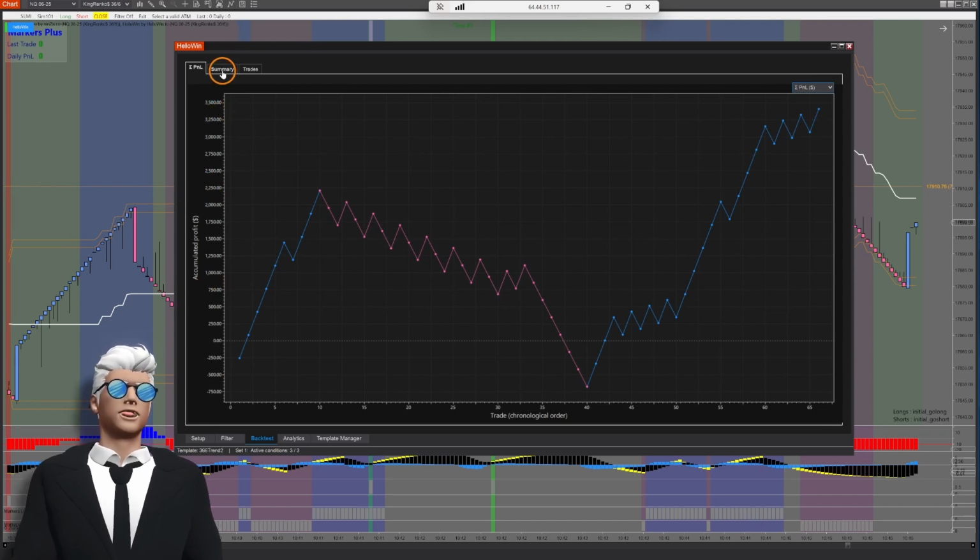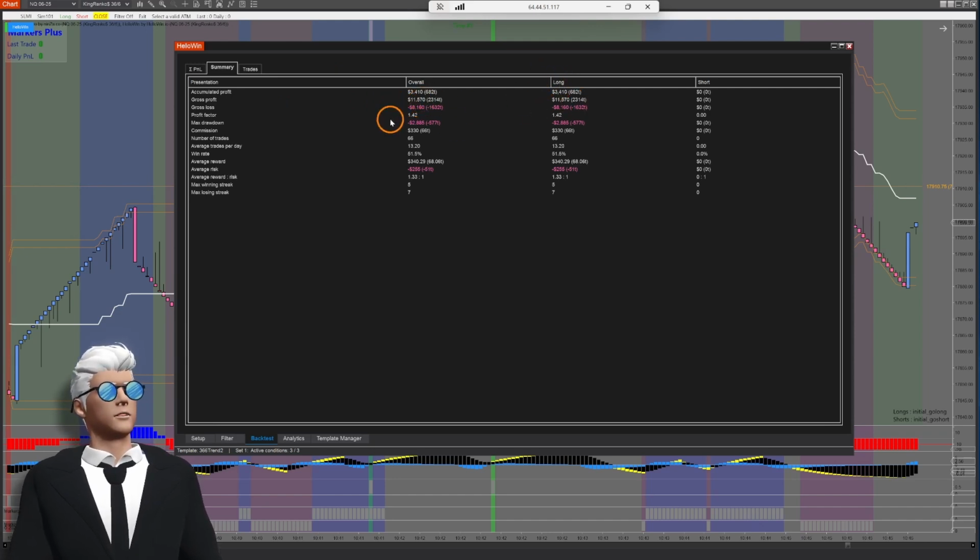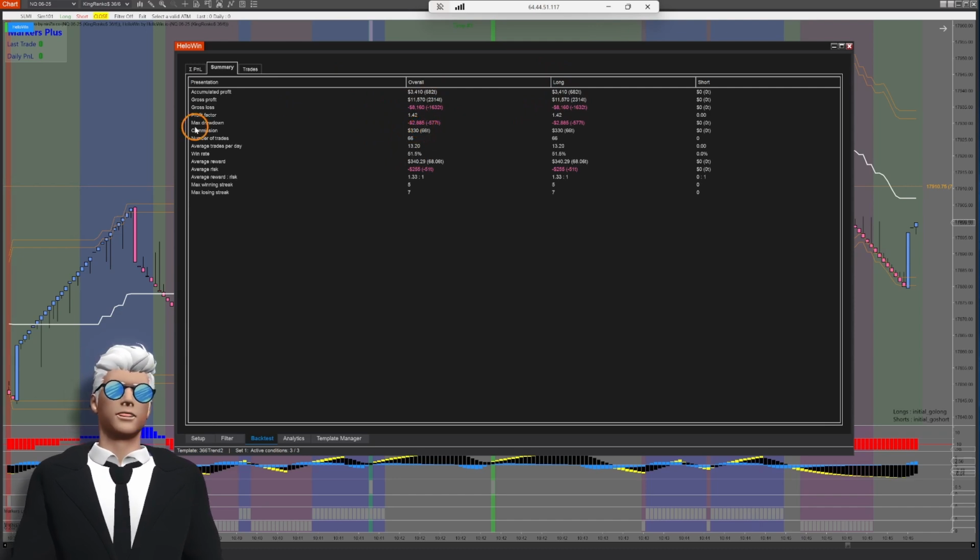Now, on the summary page, we are going to get to see our total profit for this random sample. And we're also going to get to see gross profit. And these are all longs because we didn't do shorts. We're also going to get to see our profit factor, which is 1.42. And that's a good sign.